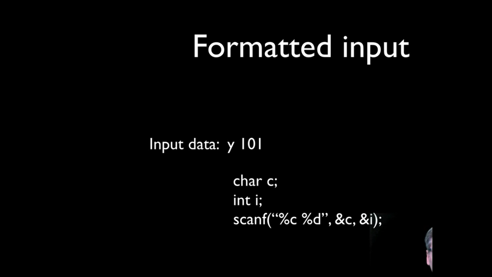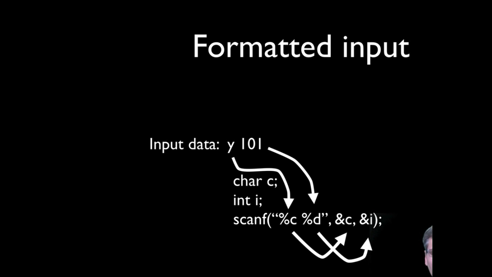So here's a simple example. If I had standard input of the character Y, space, 101, and I had the scanf statement as shown here, %c and %d, the Y is going to get mapped to the %c, and the 101 is going to get mapped to the %d because it's an integer. Ultimately those values will be copied into the variables c and i that are defined above. So let's take a look at some actual code.